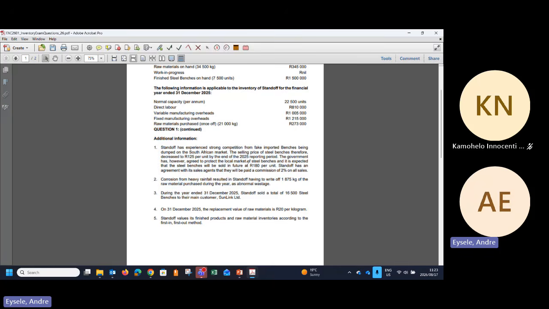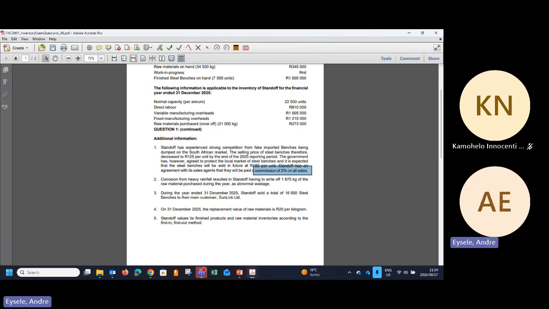Now, when you're reading this, you immediately start thinking about the net realizable value, because this is entity specific. It relates to the steel benches that you manufacture. Standoff has an agreement with its sales agents that they will pay a commission of 2% on all sales. Remember this in the back of your head, because this will come down to your NRV. We need to make some sort of calculation.